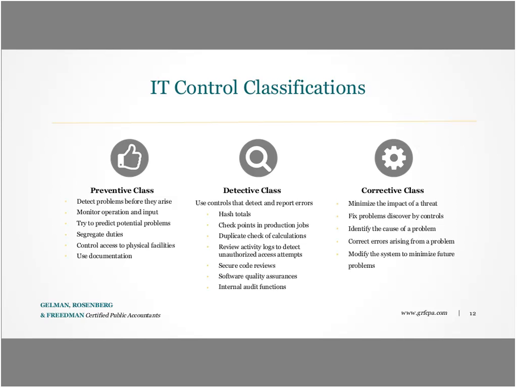Detective class is using controls that detect and report errors, omissions, malicious acts, hacks, breaches, those sorts of things. For example, hash totals, checkpoints in production jobs, duplicate checking of calculations, review of activity logs to detect unauthorized access attempts. You want secure code reviews, software quality assurance, and internal audit functions.